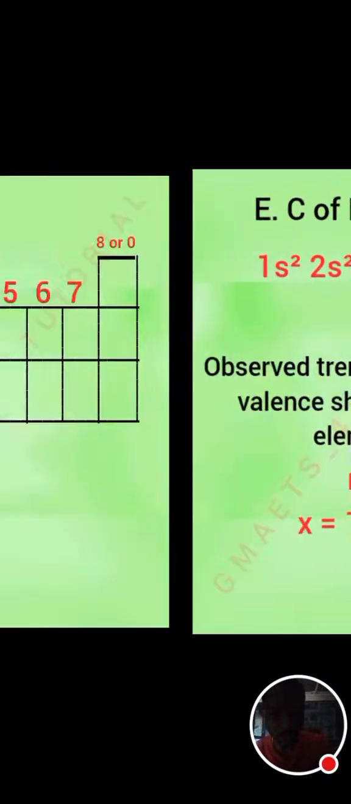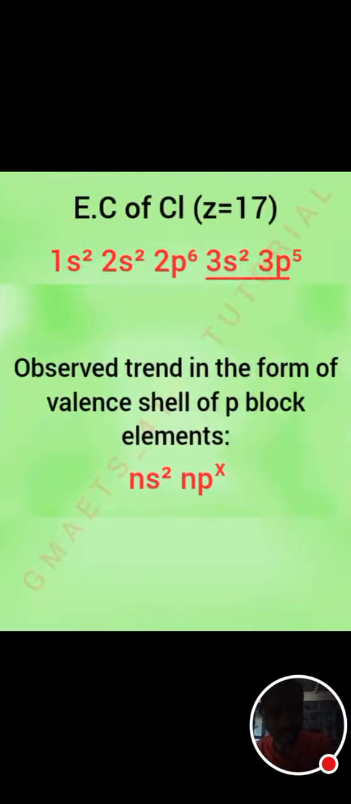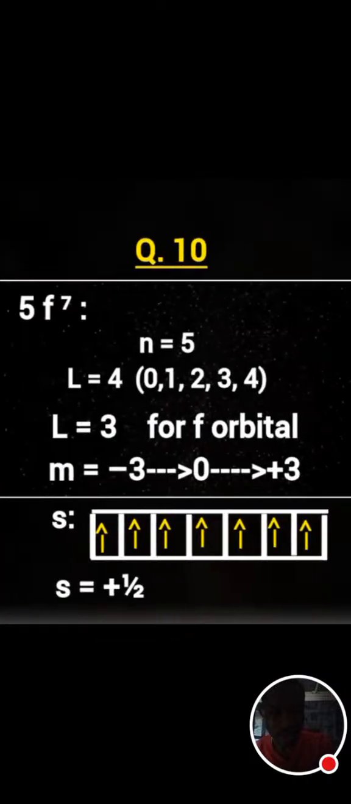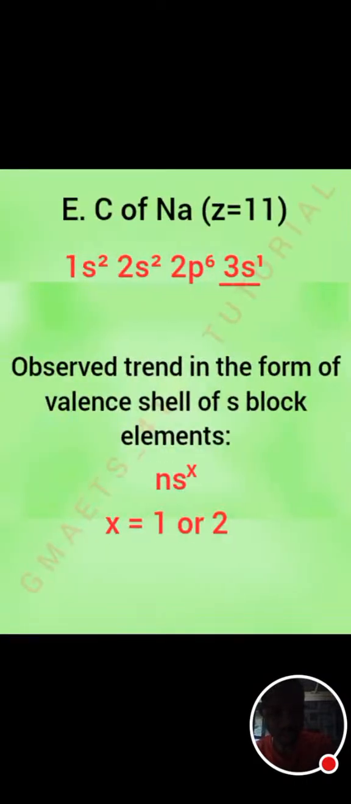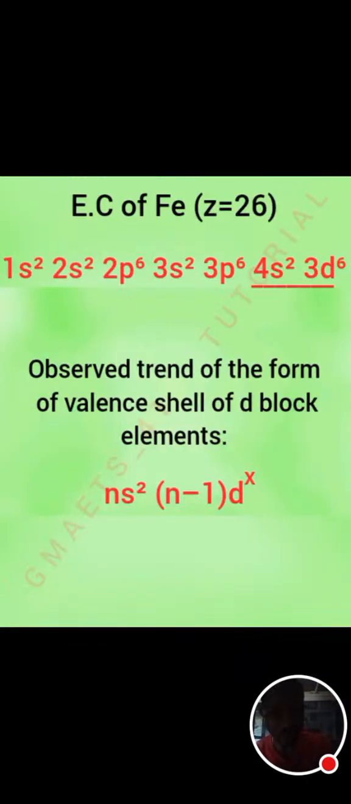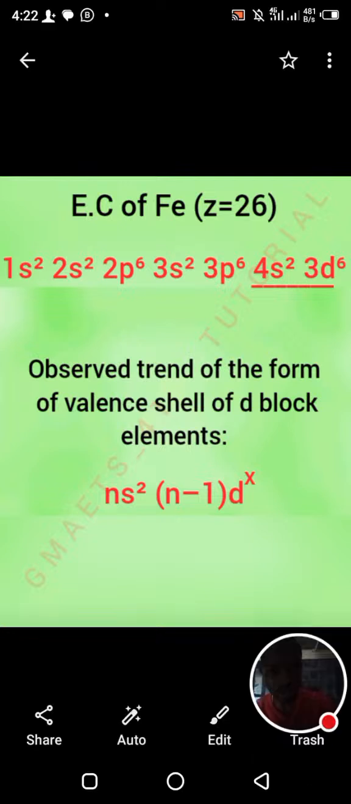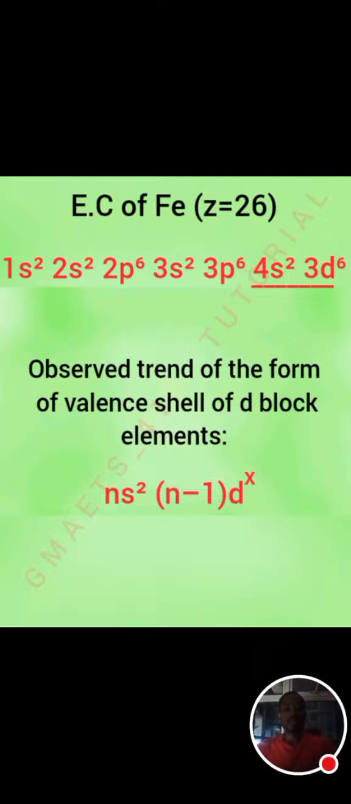I think, let's see. All right. I don't think I have it here. I think I prepared that for next class anyway. Okay, I have it. It's here. Look at it. Observed trend of the form of valence shell of the D block element.